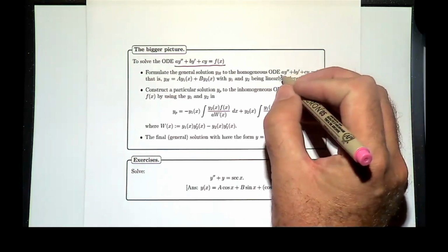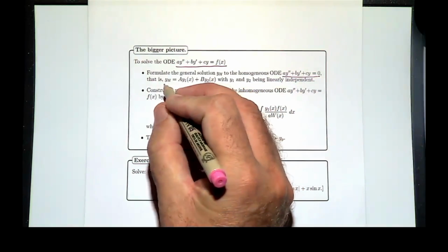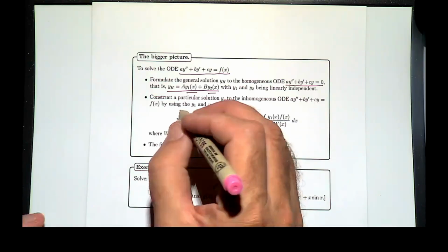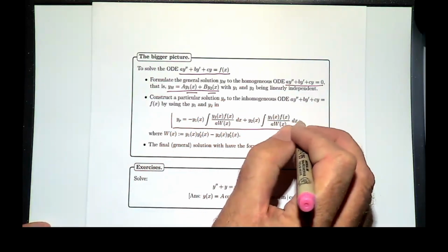Again, you solve the homogeneous problem, and you get these two solutions. They're both linearly independent. In other words, they're not a constant multiple of each other. Okay? And then what you do is you form this extra solution through this mess.